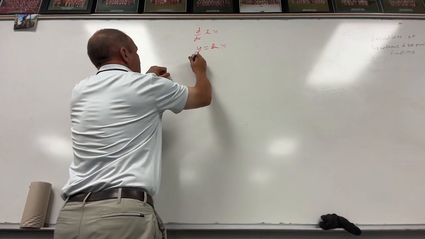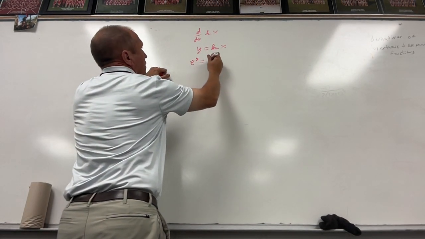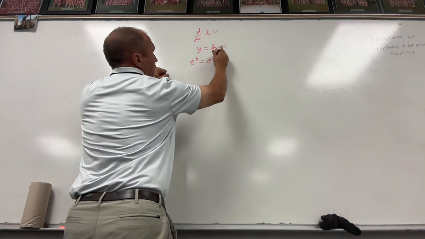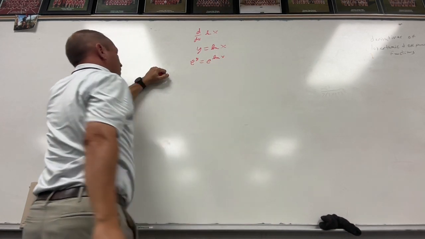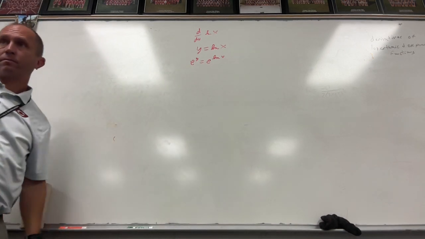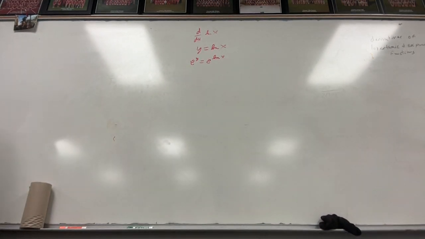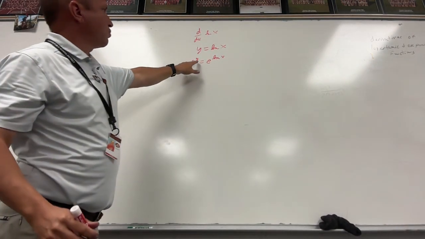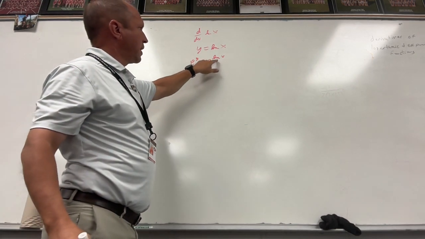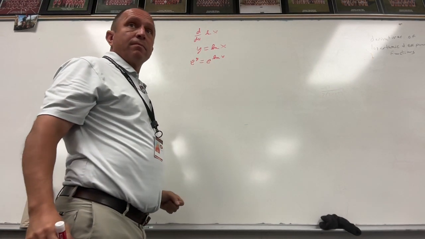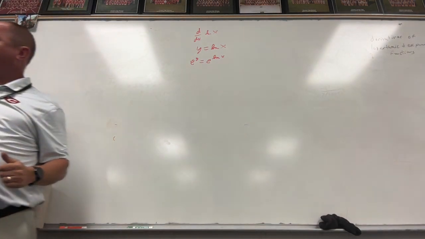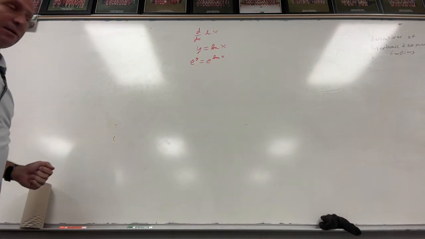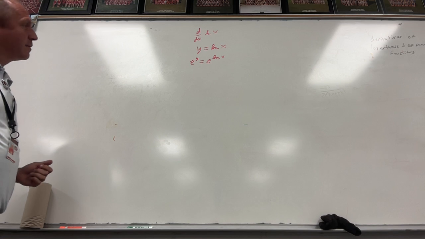So I'm going to take both sides and turn them into exponents with e as the base. This is e to the y equals e to the natural log of x. And if you want to make me cringe, call that ln of x. It's just the natural log of x.